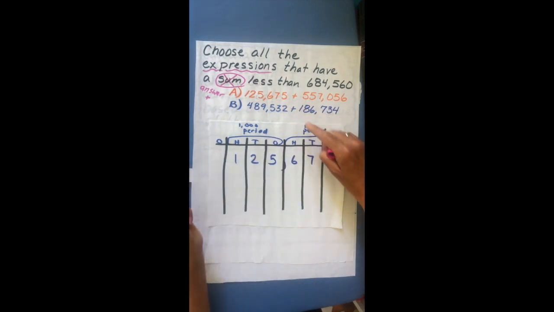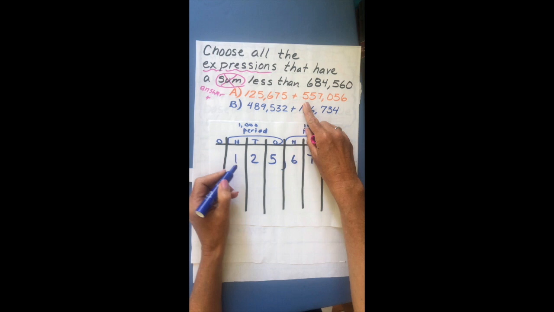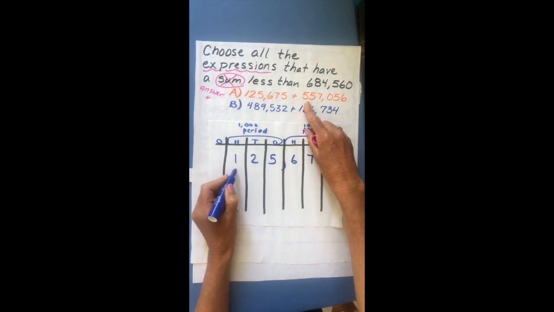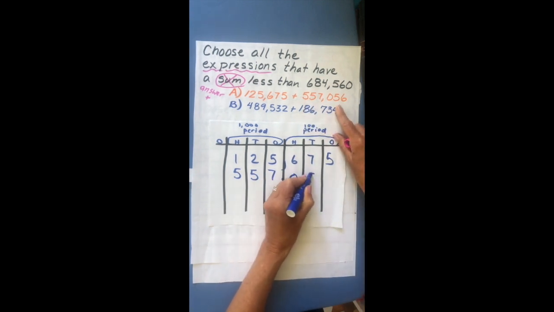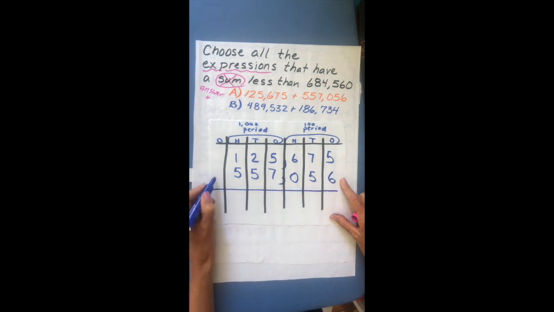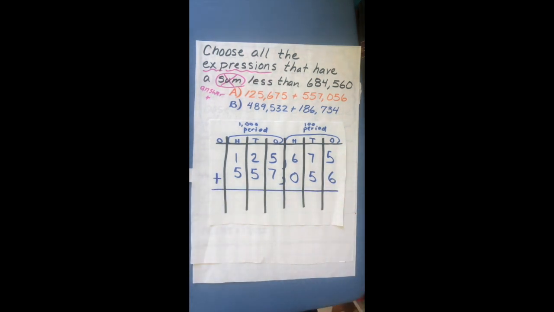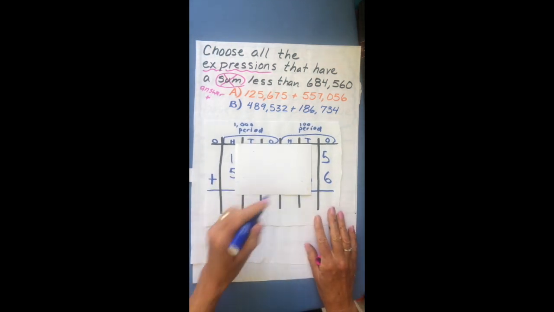670, oops, 5, yes, that's right. And then I go to the next number, which is 557,056. And I know sum means the answer to addition, so I put a plus sign, and now use my blackout card, and then just do addition, so easy.